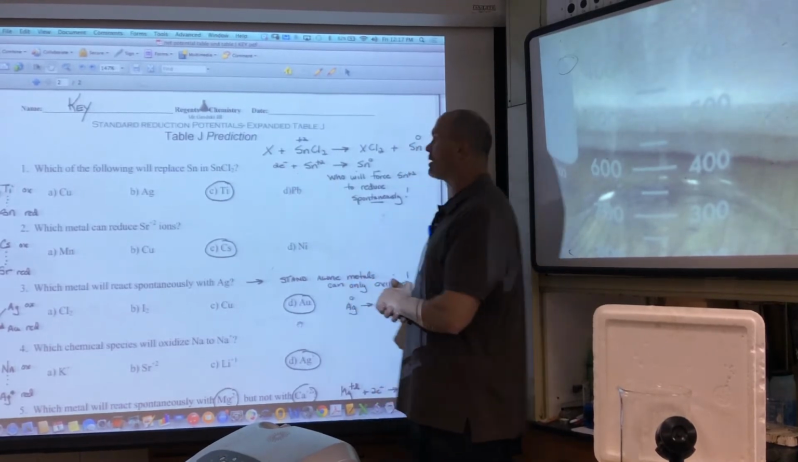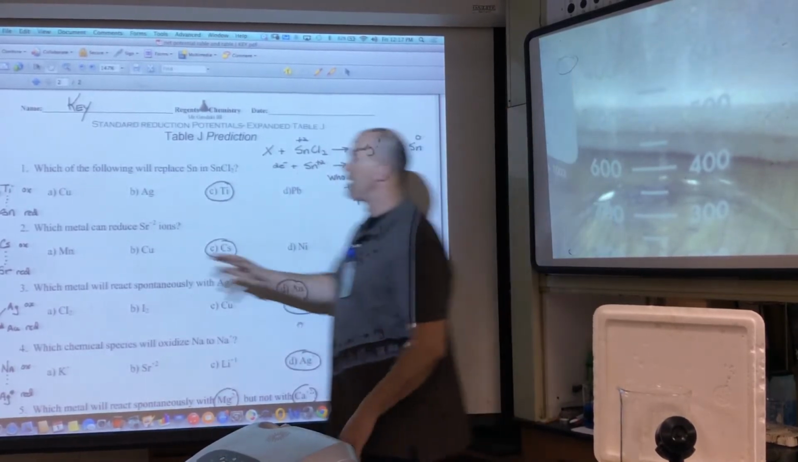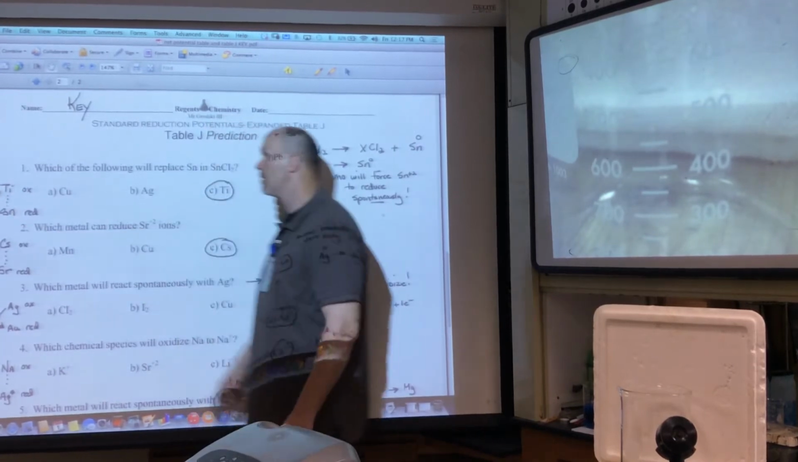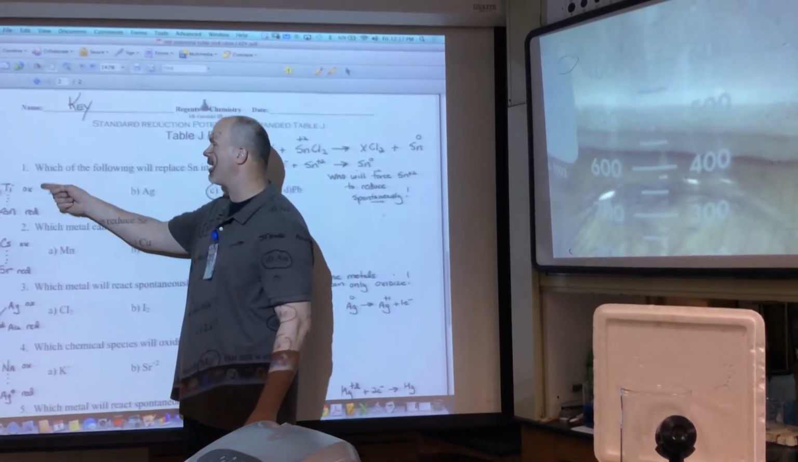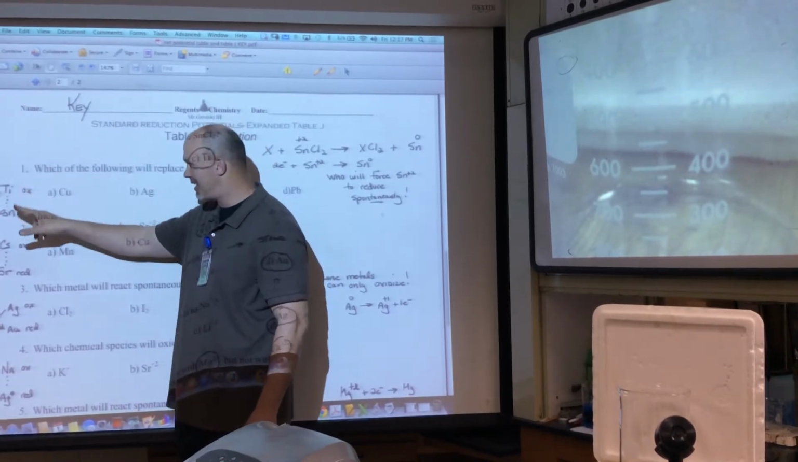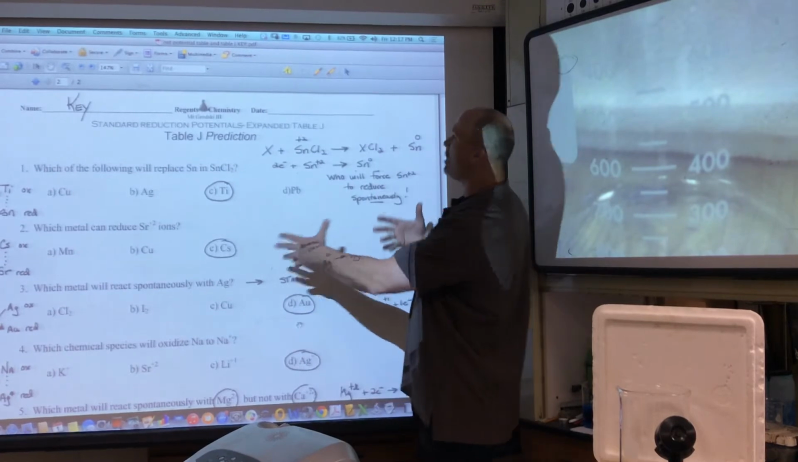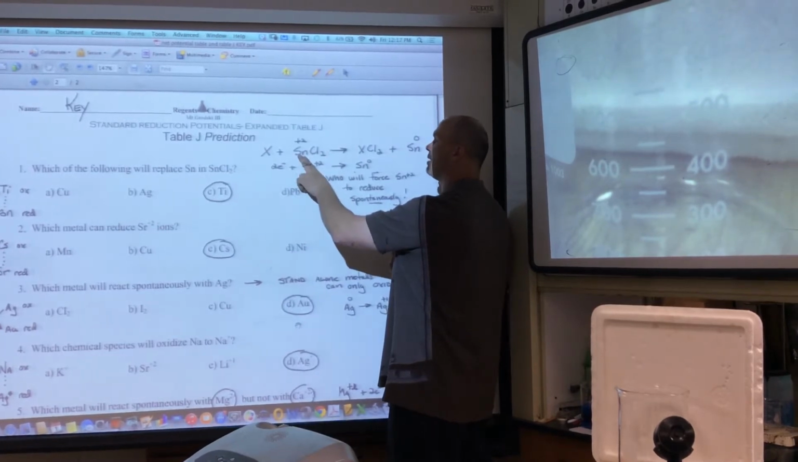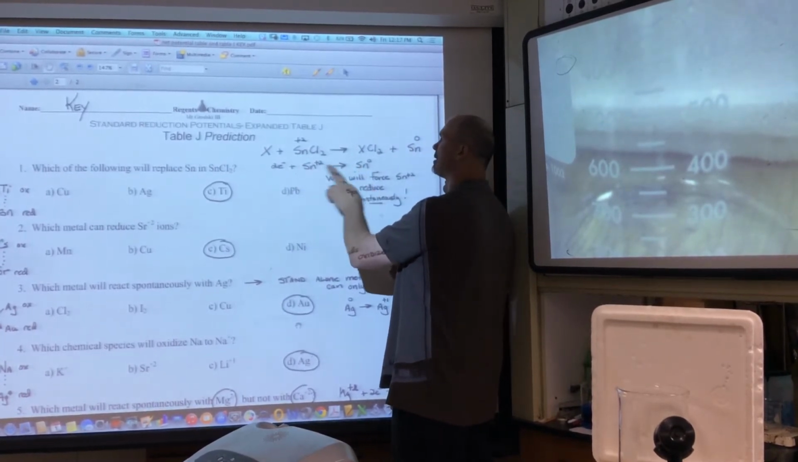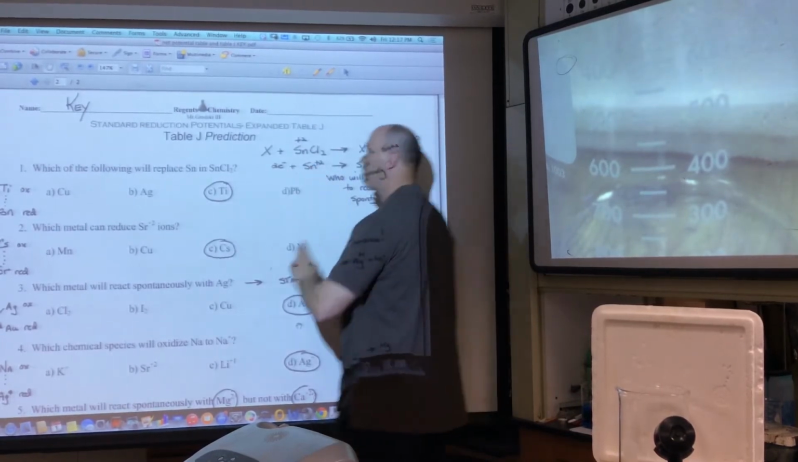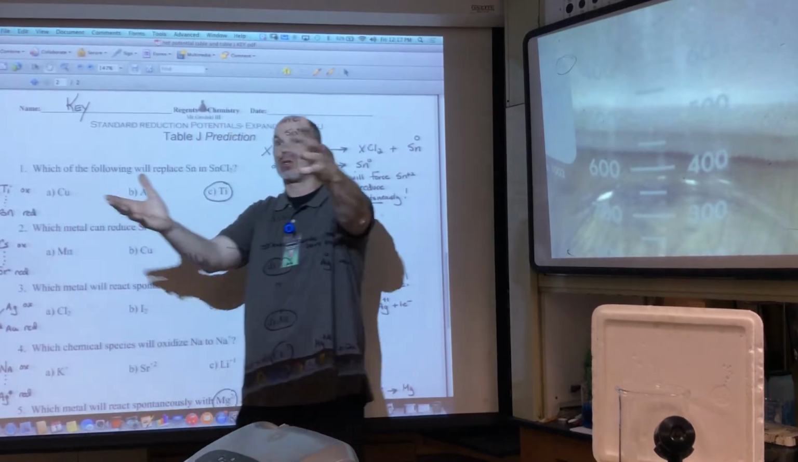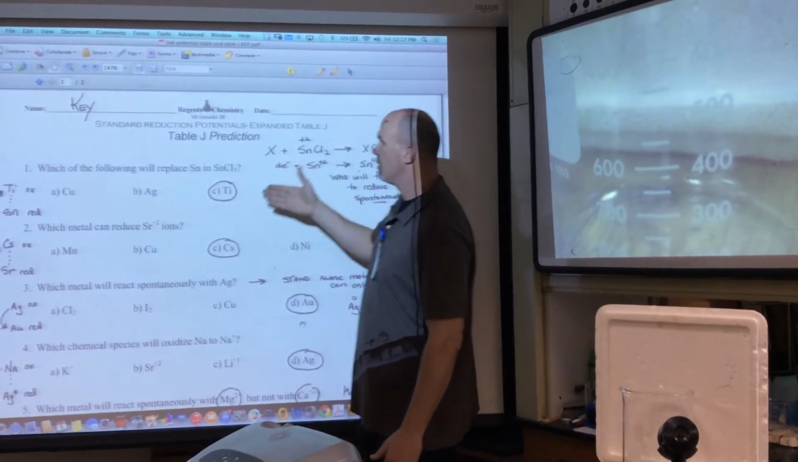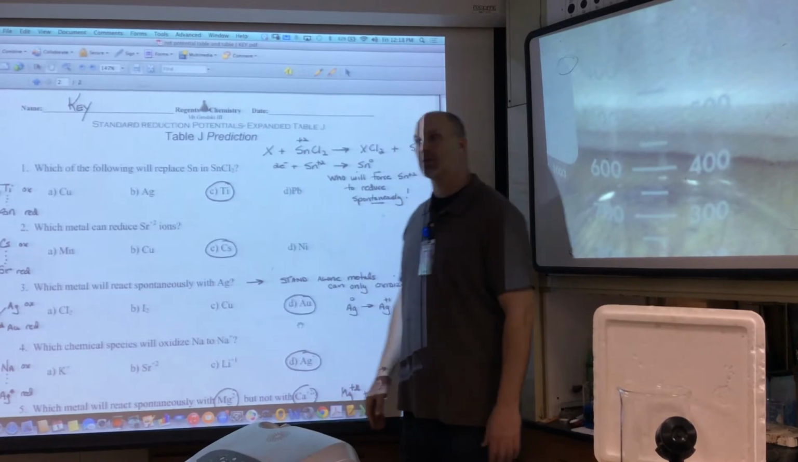So when I ask number one, which of the following replace tin in tin chloride? I look at Table J. Titanium is Ti, tin is Sn. Titanium is better at oxidizing than tin, so on Table J, titanium is higher than tin. I'm trying to make the tin in tin chloride, who is plus 2, become 0. The only way that happens is he gets reduced. So the replacing element has to be the one that's higher than the tin. You go to Table J, and the only one higher than tin is titanium. So that's how you work that.